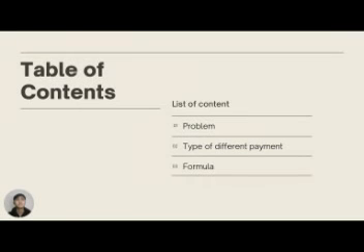So the table of contents here is, the first one is the problem, which is already included in the question, which is any constraint that we have to follow and the requirement of the question and also other requirements. Next is the types of the different payment, which in the question states the surgery type, the medication type, services type, and the hospital stay cost. Next is the formula that we use to calculate the total costs needed to be paid by the patient to the hospital.